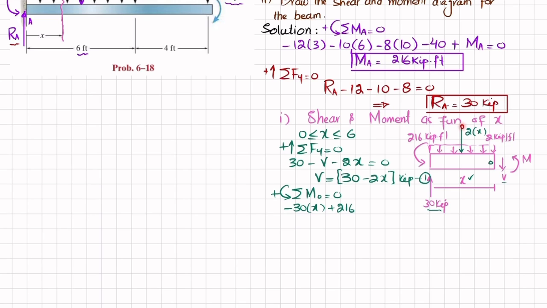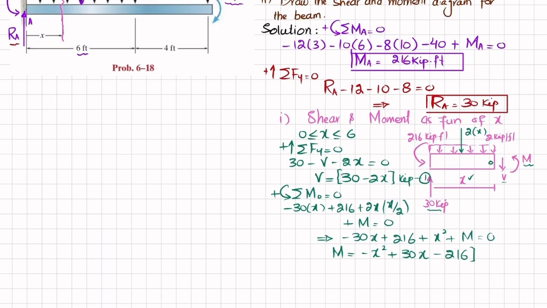The third moment is due to this 2x, and it will be acting at half of this total length, which is x by 2, and this is producing counterclockwise moment, so it will also be positive. So plus 2x into x by 2, and there is an external moment which is again counterclockwise, M, equal to 0. So from here we will get minus 30x plus 216, the 2 will cancel, plus x square plus M equal to 0. So this moment will be equal to minus x square plus 30x minus 216. This is the moment function of x, and the unit will be kips into feet. Let this be equation number 2.